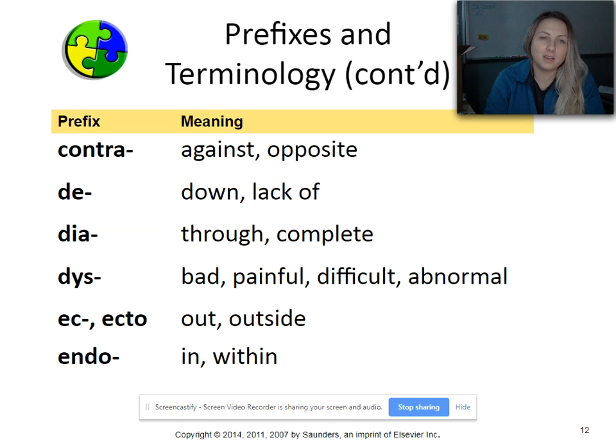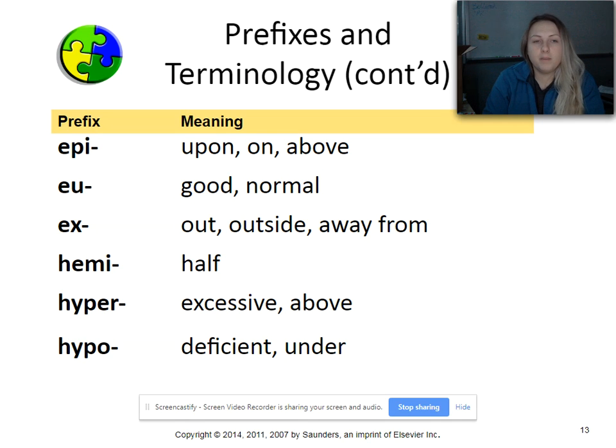De is down or lack of. Dia is through or complete. Dys, bad, painful, difficult, abnormal. So if somebody has difficulty breathing, they could have dyspnea. Ec or ecto is out or outside. Ectoplasm is the fluid outside. Endo means within, like humans have an endoskeleton. Our skeletons are housed within our bodies. There are insects in the world that have an exoskeleton, which is on the outside of the body.